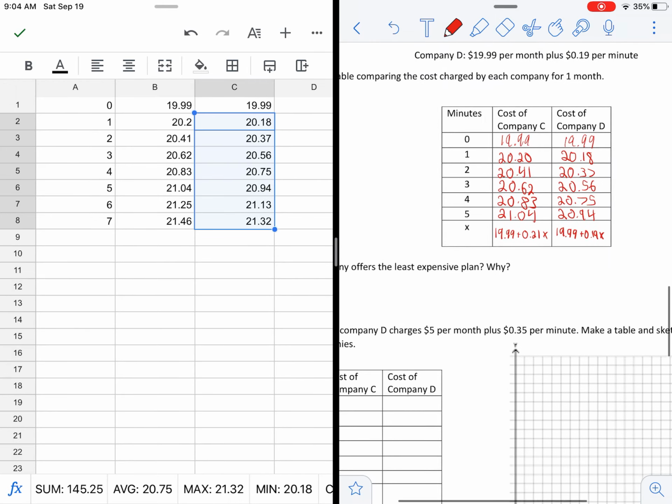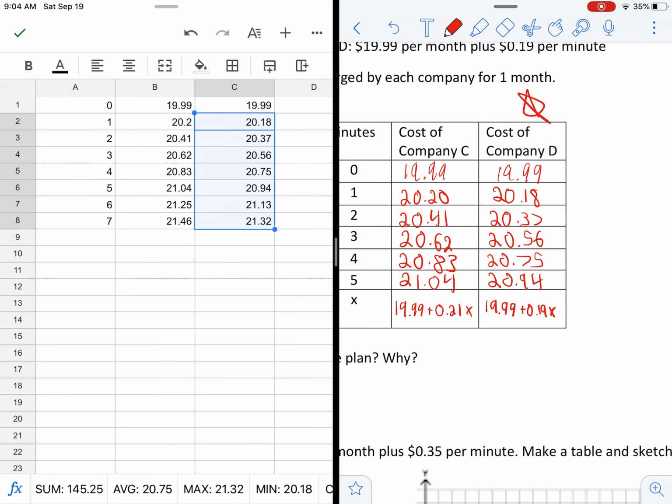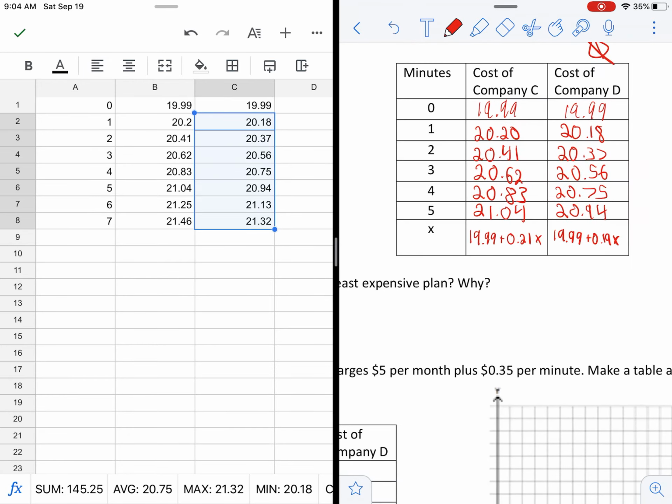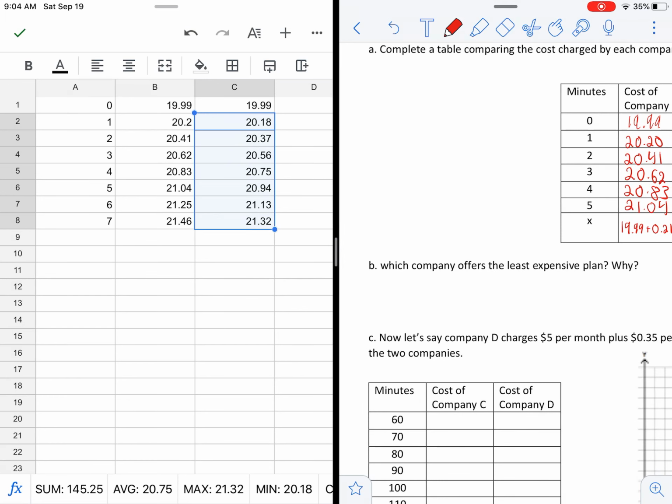Perfect. Which company offers the least expensive plan? Well, we can see that at each step of the way, company D is cheaper. It's cheaper by 2 cents. And every minute you talk, you save another 2 cents relative to the other company. So the further down we go, the further separate those costs become. So which company offers the least expensive plan? Company D is least expensive.